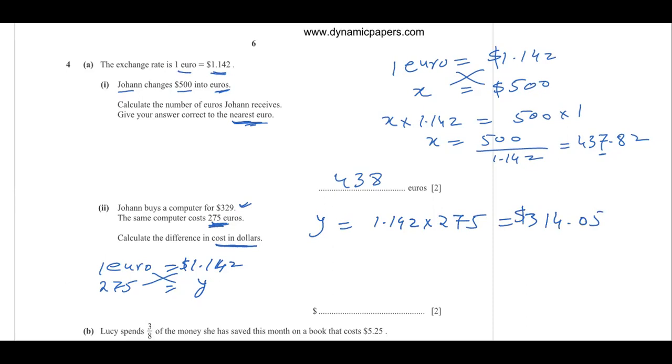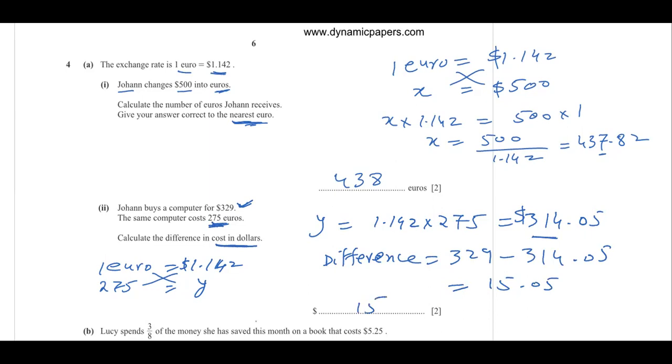Now we want the difference. Look, if he was buying in dollars, and this one in euros, it was equivalent to this one. So what is the difference now? The difference will be the higher cost minus lower cost. So that will be 15.05, which you can round to the nearest dollar, will be 15. $15 it will be.